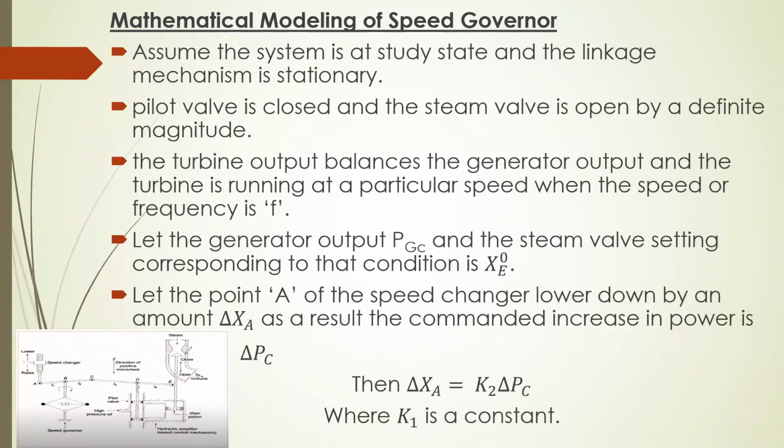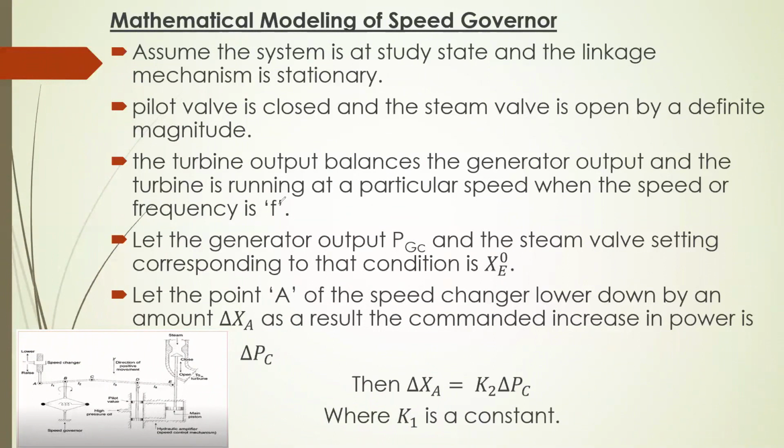Next assumption is the turbine output balances the generator output. That means whatever the demand is present in that particular system, that demand is satisfied by the turbine, so that the generator is also satisfying the demand, right? So everything is in proportion, so that the frequency is maintained as F. Now, these 3 points are assumptions.